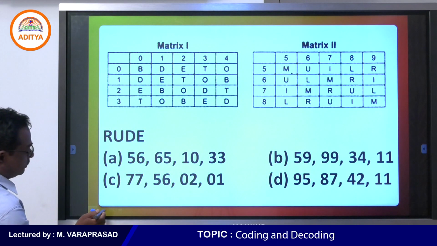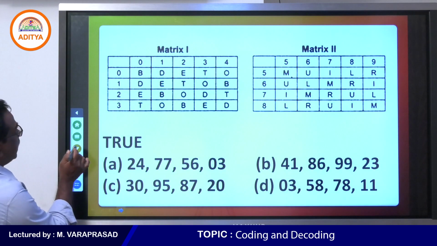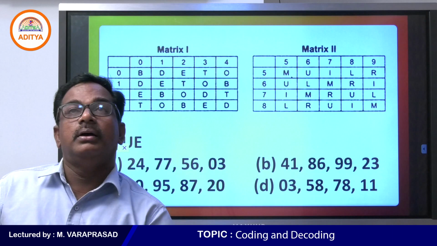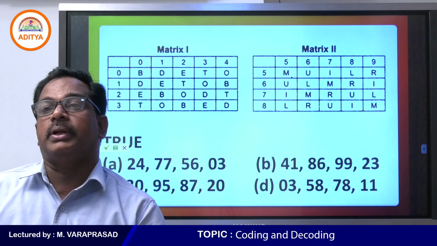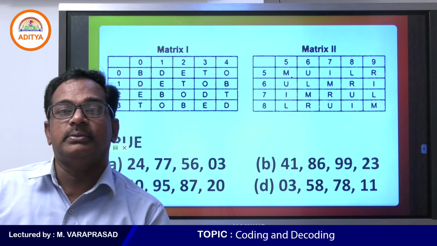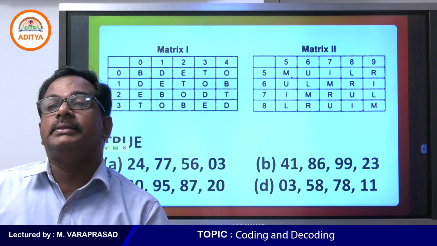Go for the next one. Next question, what is given there? True is given. How will you get True? The option is there, option C only. Option C is 100% correct. Yes, my students.